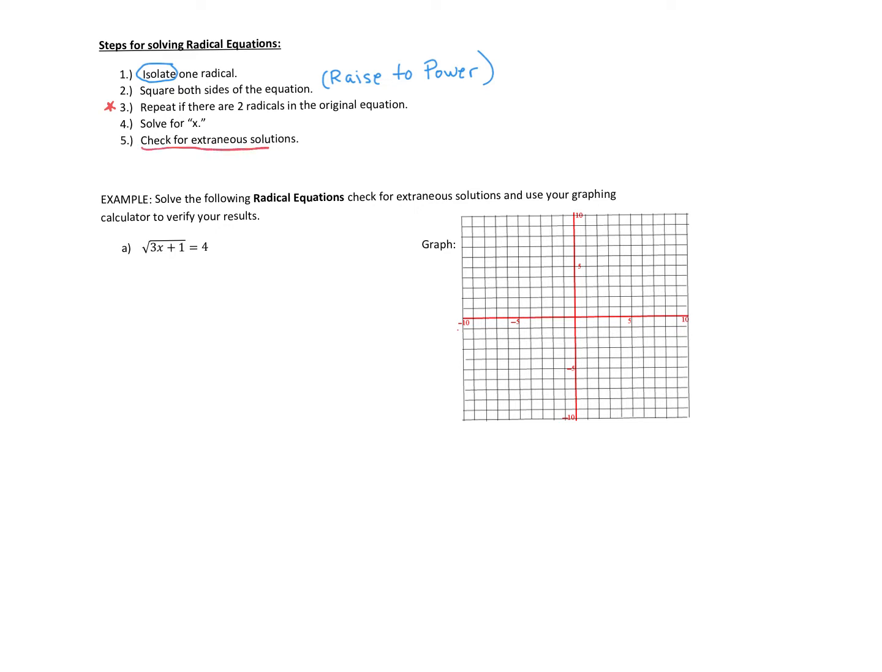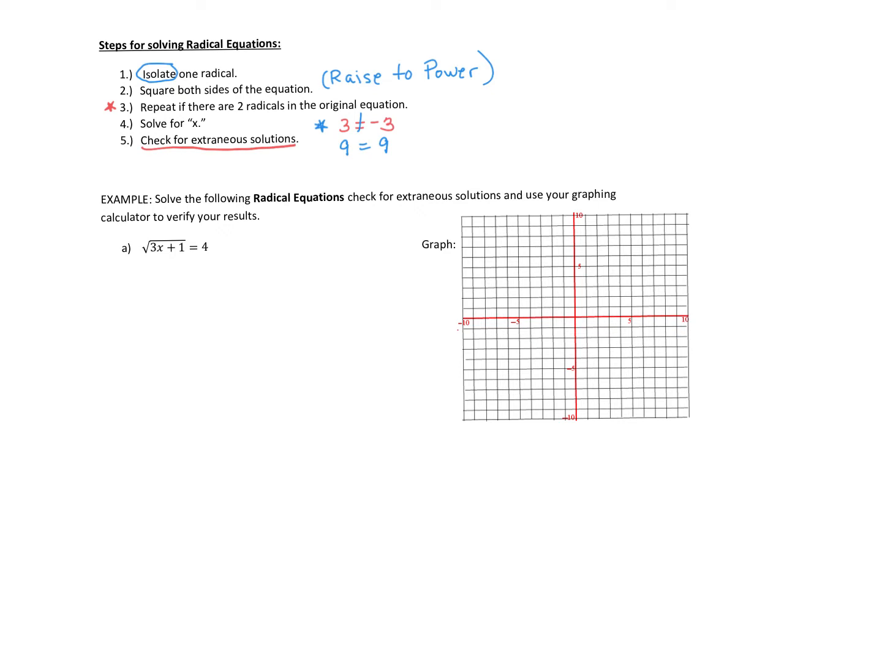Why do we have to check for extraneous solutions? Well, that's because we can take two things that are not equal, such as 3 and negative 3, and by squaring both sides, I can make those two things equal. And because we're working with algebraic expressions, we're not going to know if we have this first situation. We're not going to know if the two things are not equal. So because of that, we always have to check for extraneous solutions.